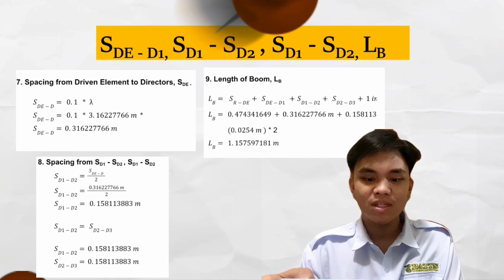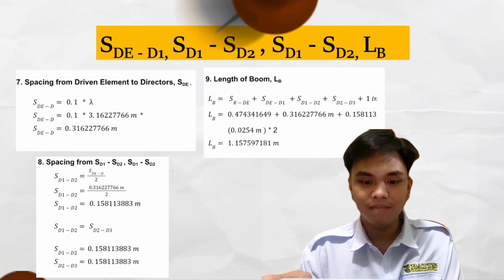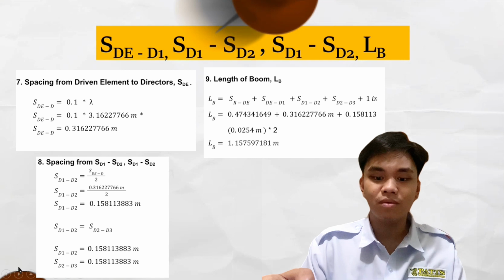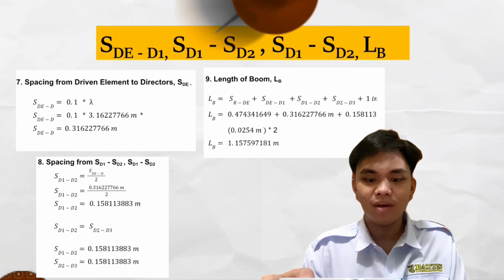Number 8. Spacing from SD1 to SD2, then SD2 to SD3. The formula will be SDE to D all over 2. So 0.3162277766 meters divided by 2. You will get 0.158113888 meters. That will be the same from SD2 to SD3.